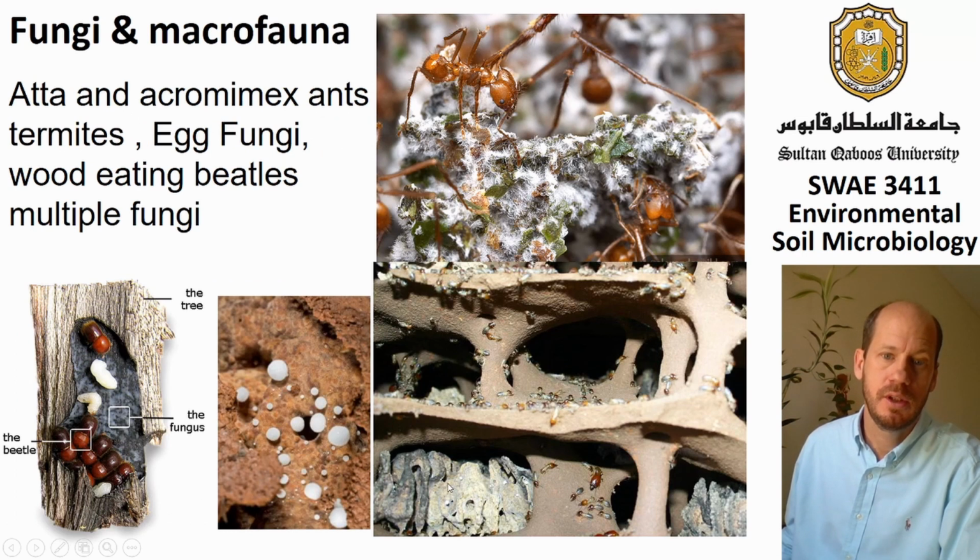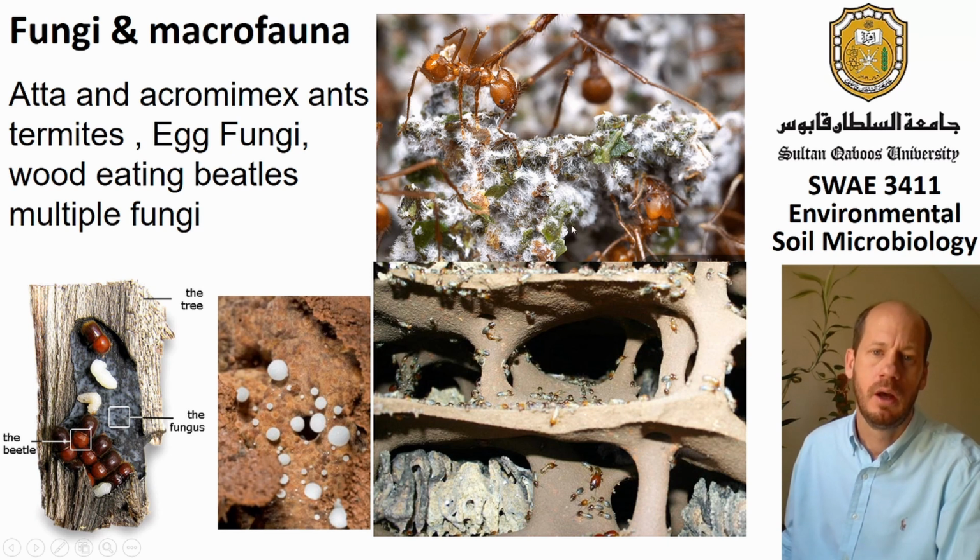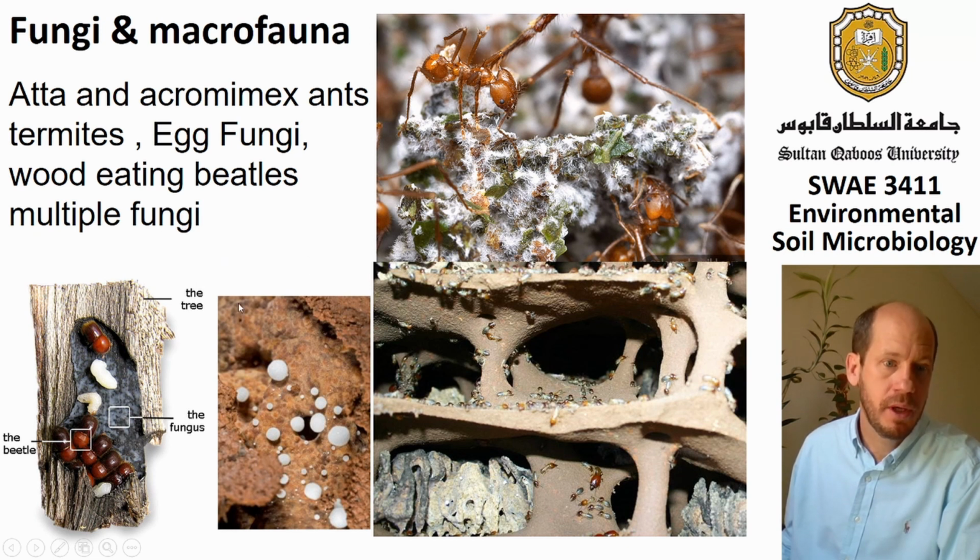Fungi also makes association with macro and mesofauna. The classical examples are Acromyrmex ants, which culture these fungi as food. They are leaf cutters, and they cut these leaves and bring them to the nest. And the fungi grows over these leaves. Actually, the fungi is the food for the ant, and the leaves are the food for the fungi. So the ants depend on the fungi growing on the leaves for providing them food for the colony. Also, we have some beetles making association with fungi and termites making association with fungi in the same manner.